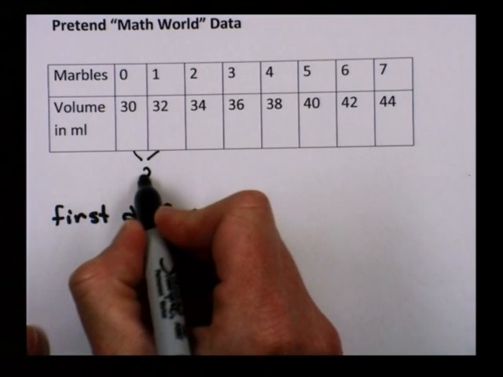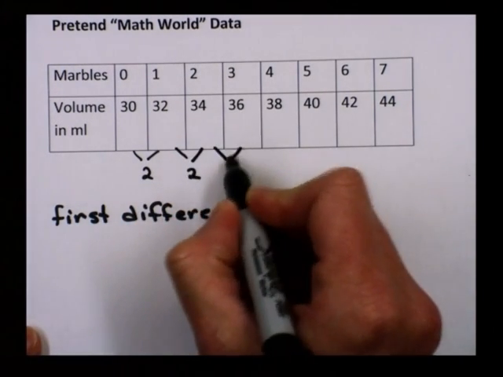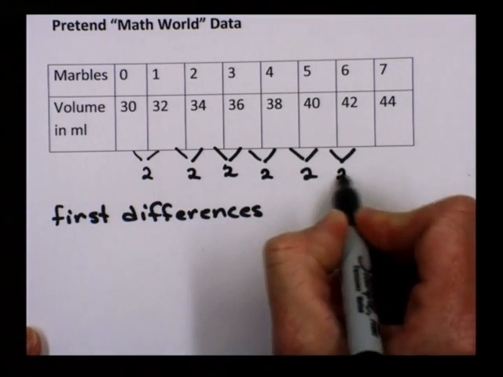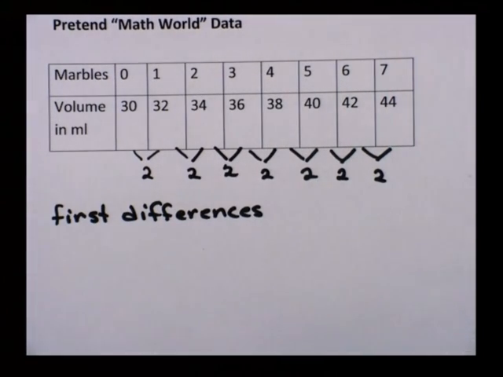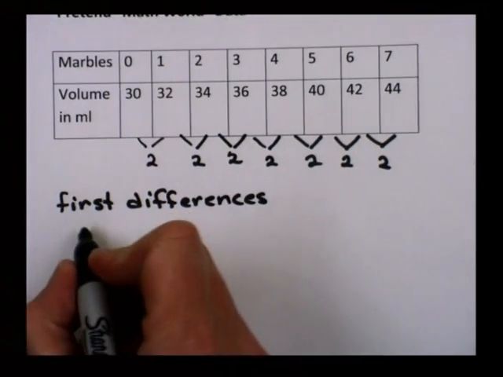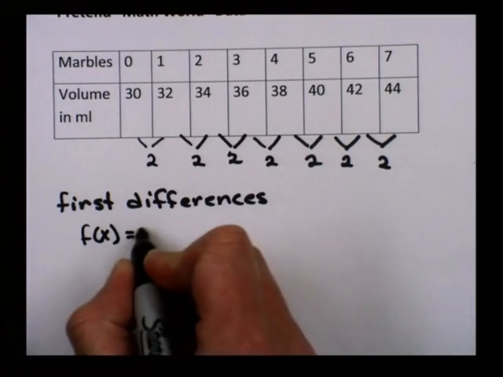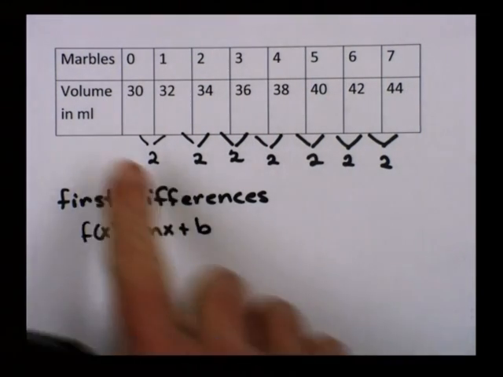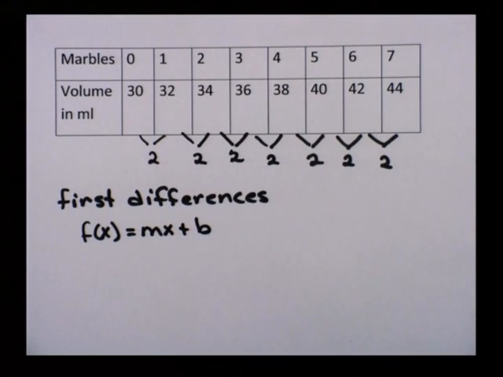32 minus 30, 34 minus 32, 36 minus 34, all the way up. I can clearly see that my value is 2. It's increasing by 2 milliliters with every pebble that the bird added. All right, now what I want to do for this then is write an equation. Again, using the same model that we used before, f of x equals mx plus b. So for this data, I can see that we're increasing by 2 every time, and an increase of 2 is my average rate of change or my slope.